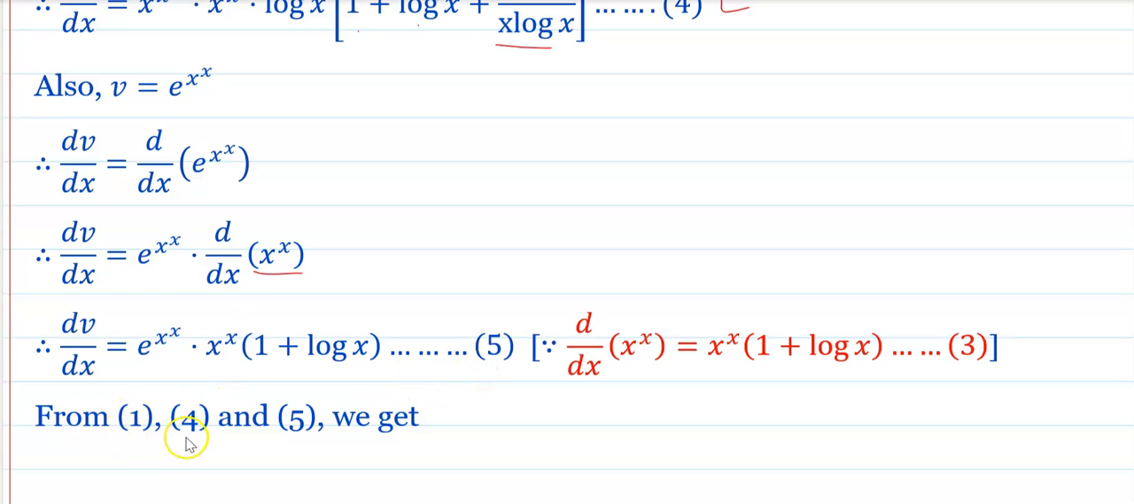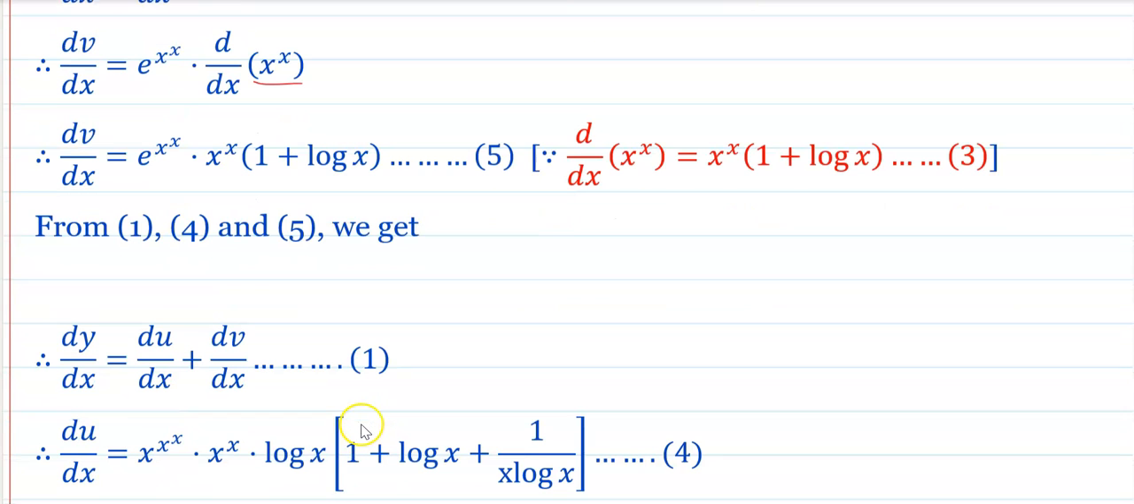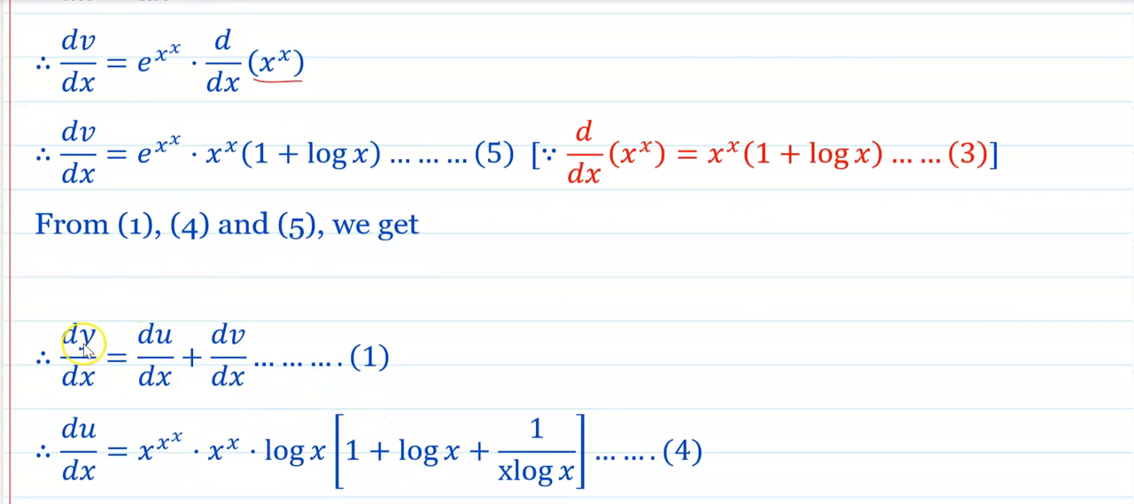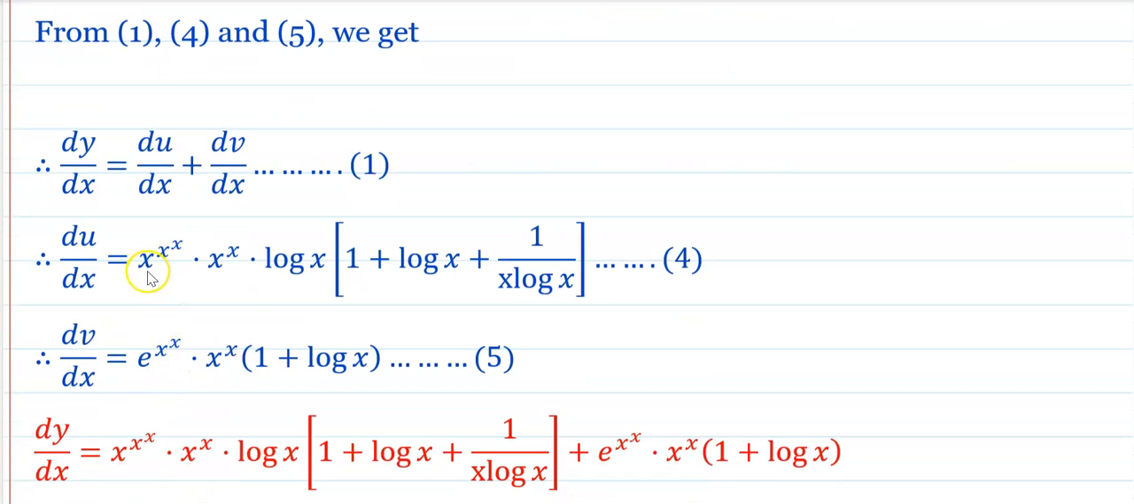And therefore from 1, 4 and 5, you will get dy by dx is equals to du by dx plus dv by dx. Substitute the value of du by dx. What was du by dx? x raised to x into x raised to x into log x in bracket 1 plus log x plus 1 upon x log x.